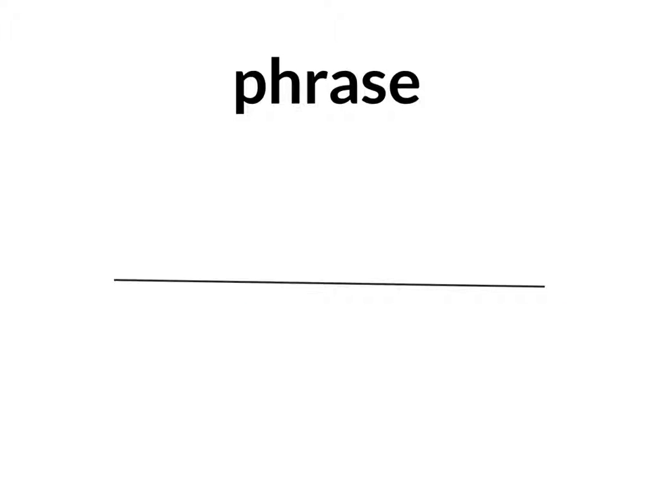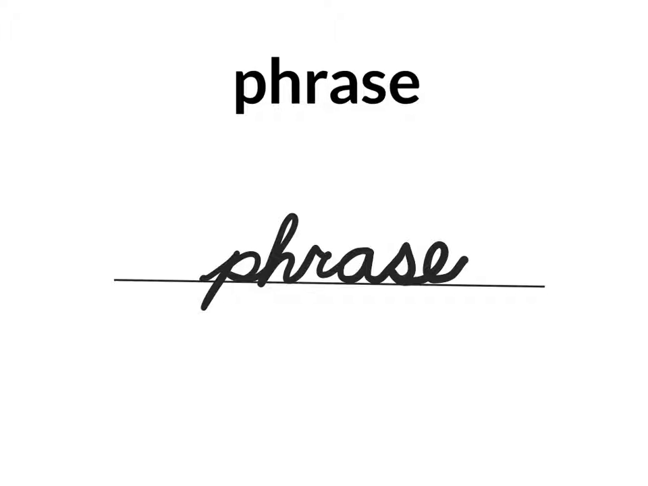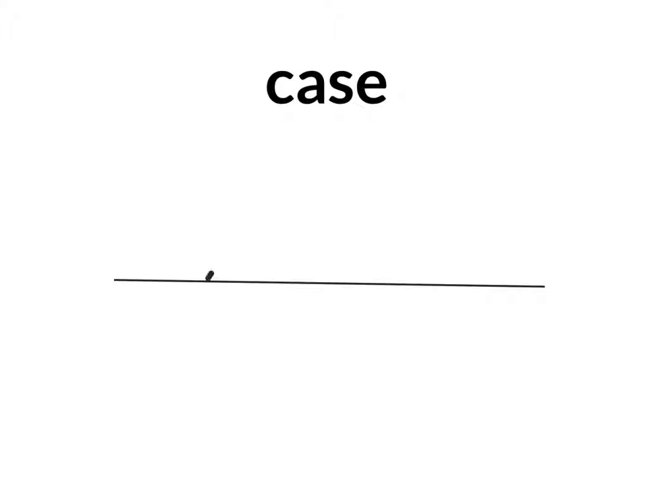Phrase. We think to spell f, r, a, z. We underline the two-letter fr, and A says A because of the E, and since the S says Z, it's its second sound. Case. We think to spell k, a, s, and A says A because of the E.